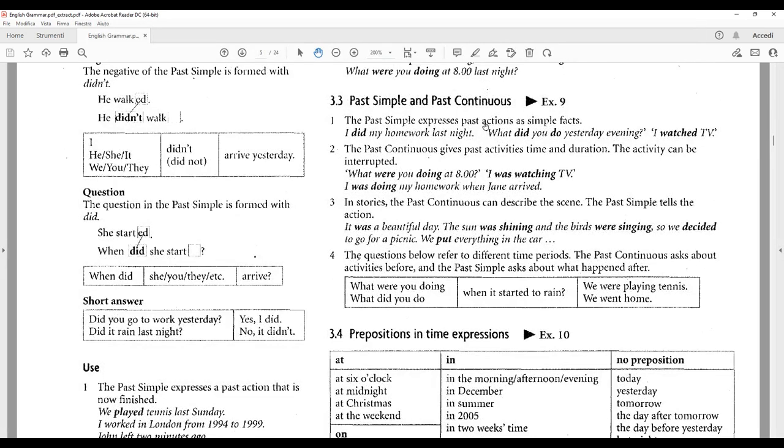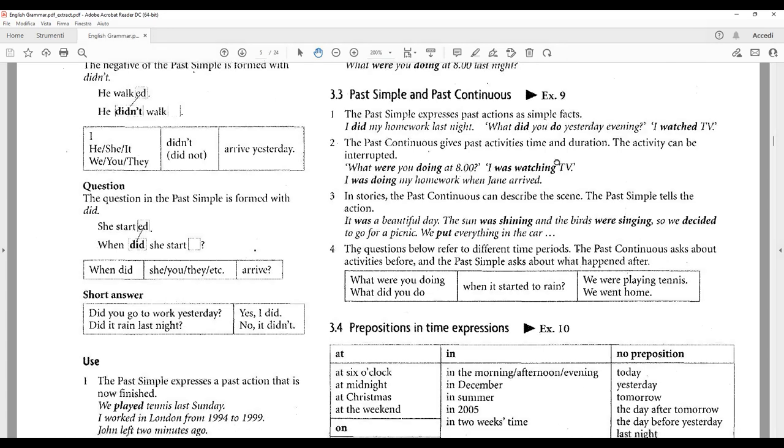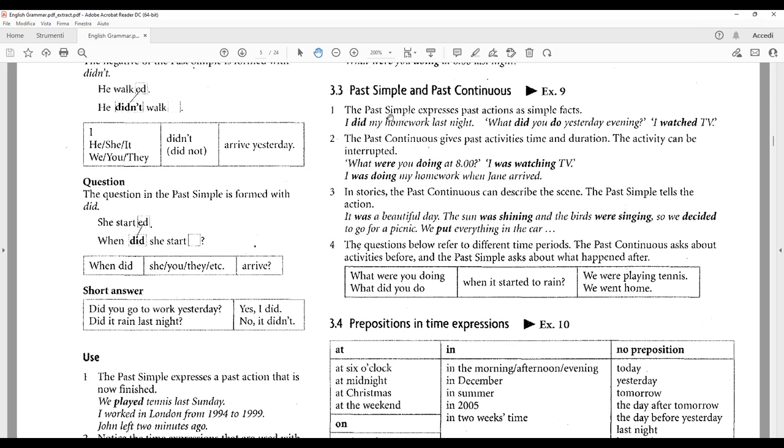Past simple and past continuous. The past simple expresses past actions as simple facts. So, quindi il past simple è una semplice azione, non implica una certa durata dell'azione. I did my homework last night. Ho fatto i compiti la notte scorsa. I did my homework.